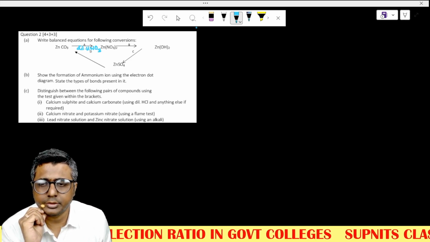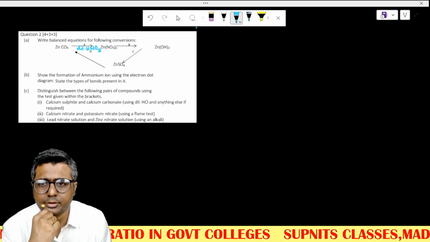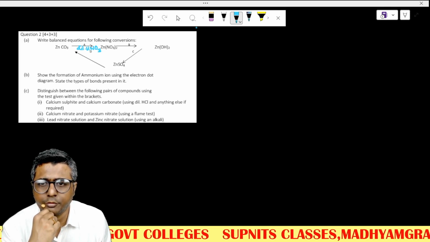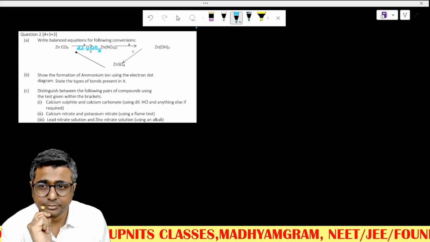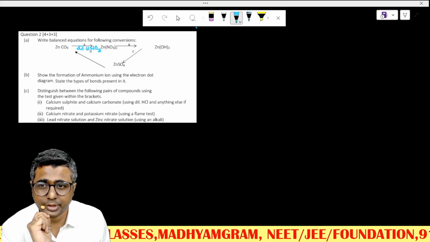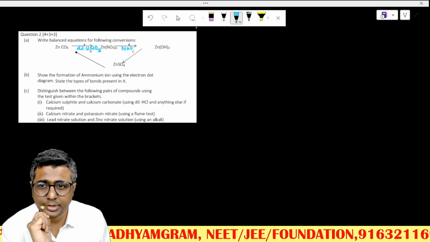Zinc nitrate to zinc hydroxide. So how will you go from zinc nitrate to zinc hydroxide? Don't forget your analytical chemistry, right? Important. NaOH.